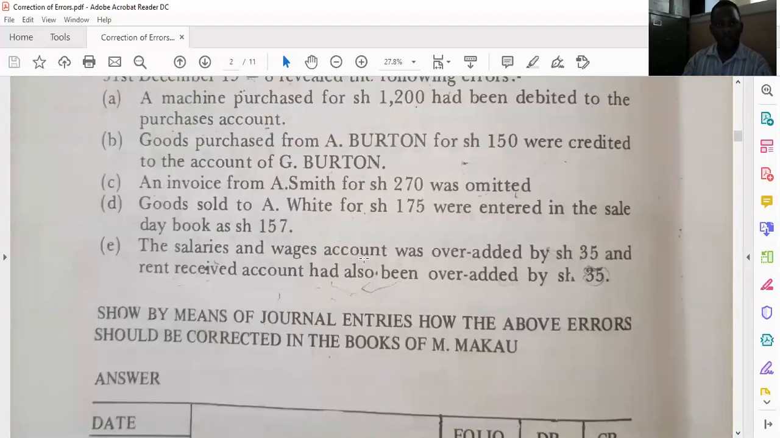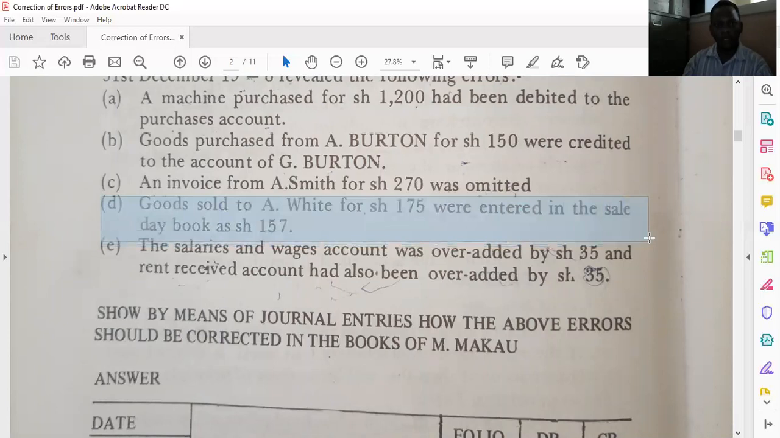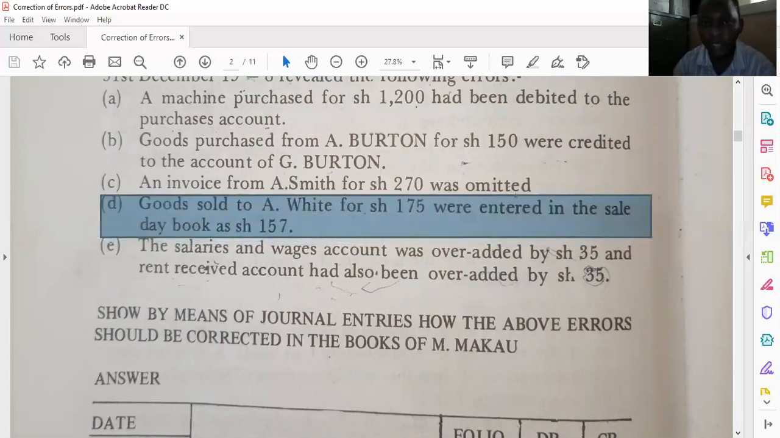Then we have the fourth error. That is goods sold to A White for 175 shillings were entered in the sales day book as 157. So this is an error of original entry. This affects both sides of the ledger equally, so the trial balance will still balance. Even so, we need to correct for this. They were under posted. Instead of posting 175, we posted 157, which is less.